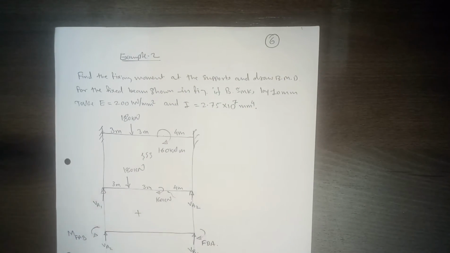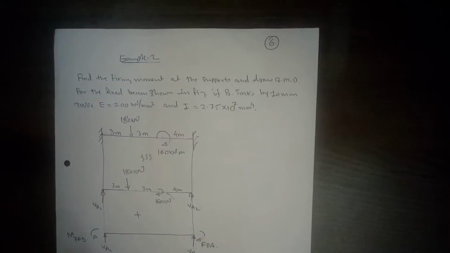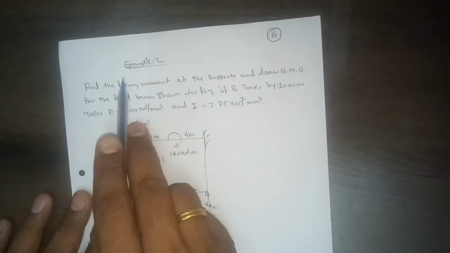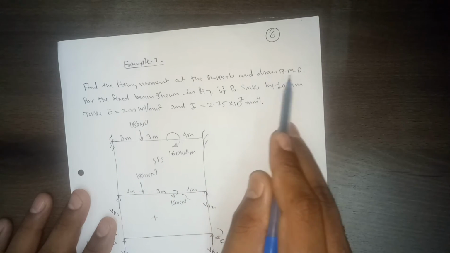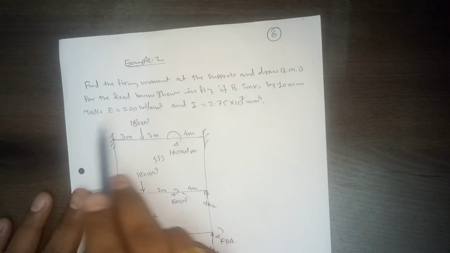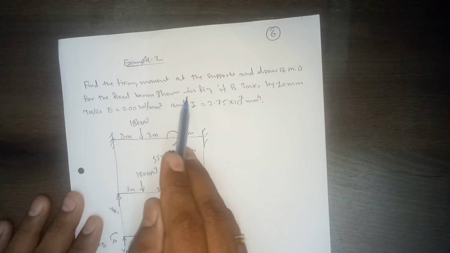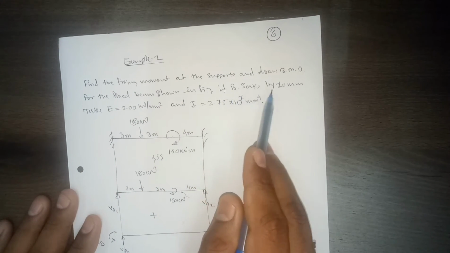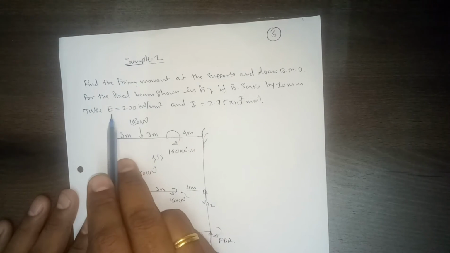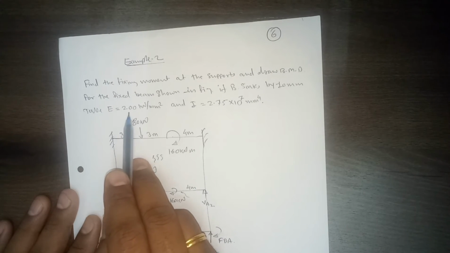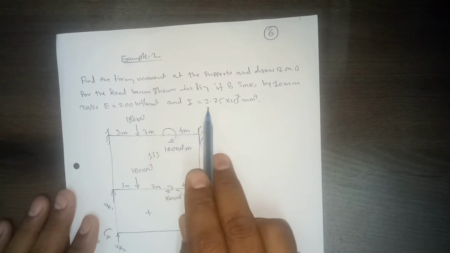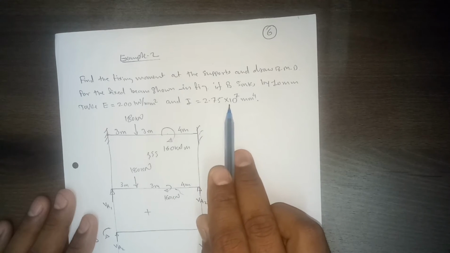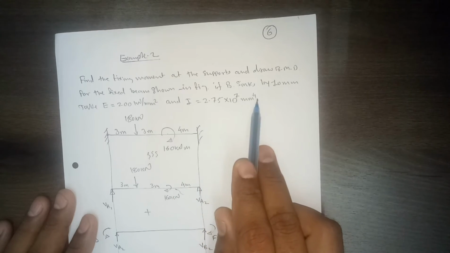Now we'll discuss the second numerical problem. In this problem, find the fixed end moment at the support and draw the bending moment diagram. So here only the bending moment diagram is asked. For the fixed end beam shown in figure, if B sinks by 10 mm, take E equal to 200 kilonewton per mm square and I equal to 2.75 into 10 raised to 7 mm raised to 4.